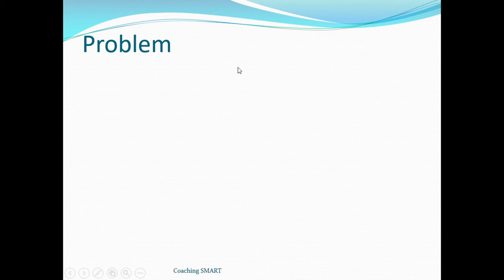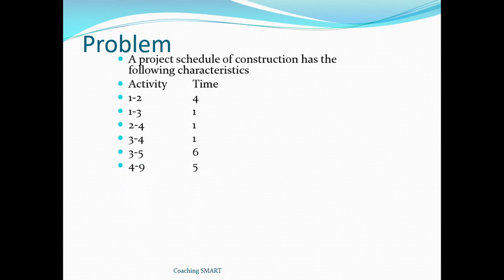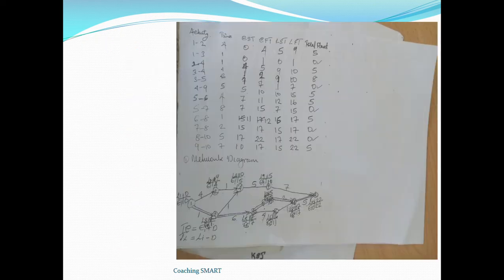Problem. Now, our interest here is to work on the problem. So, this is our problem. A project schedule of construction has the following characteristics. Activity time: 1 to 2 is 4, 1 to 3 is 1, 2 to 4 is 1, 3 to 4 is 1, 3 to 5 is 1, 4 to 9 is 5 days, 5 to 6 is 4 days, 5 to 7 is 8 days, 6 to 8 is 1 day, 7 to 8 is 2 days, 8 to 10 is 7 days, 9 to 10 is 5 days.